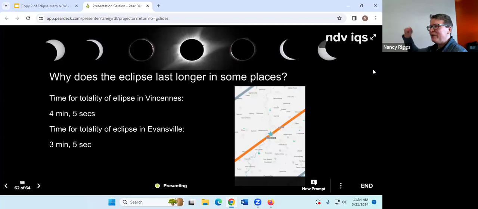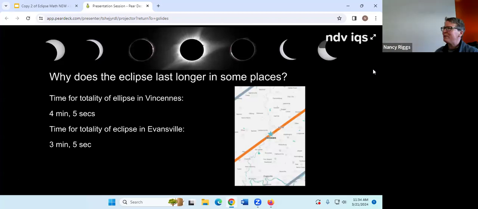So I found a little picture here of the eclipse that's coming up. You can see Vincennes right in the middle. That's one of the reasons why the eclipse here is nice: we're not only in the totality, we are basically in the center of the totality. Now this is the total eclipse; you've got the lead up and the end of it as well. But the total eclipse time is going to be about 4 minutes and 5 seconds.